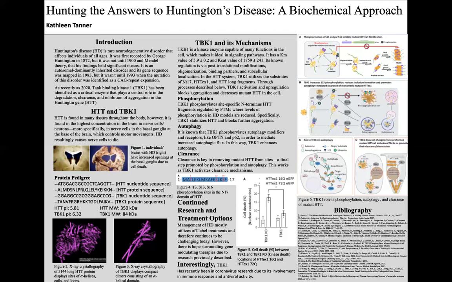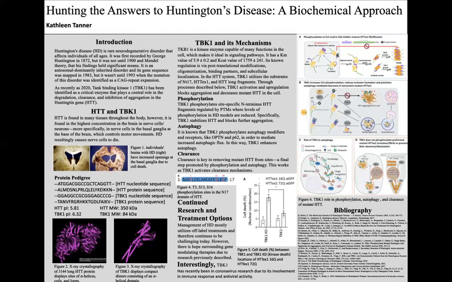In terms of HTT and TBK1, the Huntington gene is found in many tissues throughout the body. However, it is found in the highest concentration in the basal ganglia, a region of the tissue at the base of the brain that controls motor movements. Therefore, HTT and TBK1 can be seen in nerve cells or neurons. In neurons and nerve cells affected by HD, one can observe mass cell death. Figure 1 displays just that.